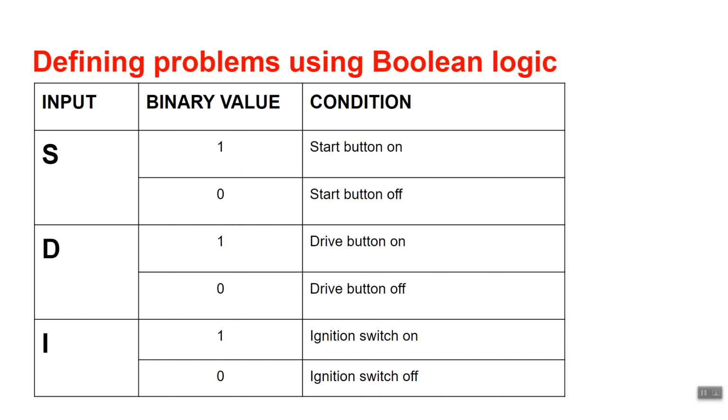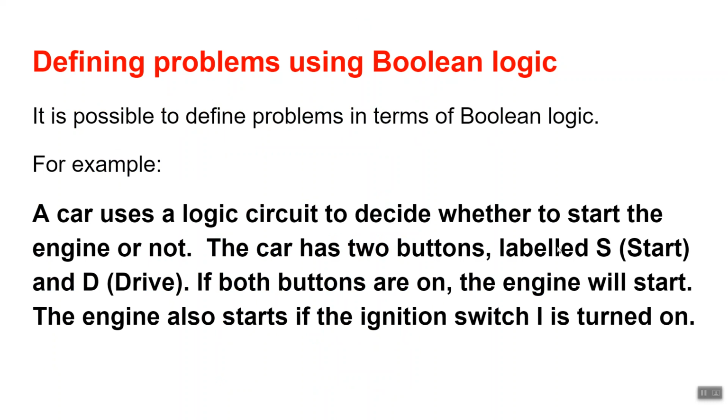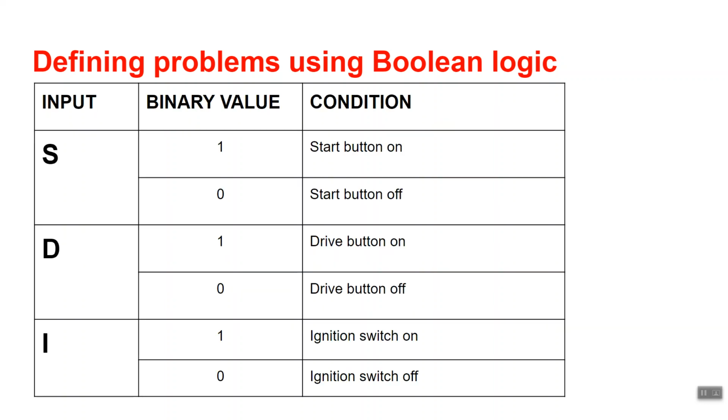I've created a very simple table, and you can see that I've got 2 rows for each of my inputs. So there are 3 inputs. There's the S, which is the start button, D, which is the drive button, and I, which is the ignition switch. And those are my 3 inputs. And obviously whether the car starts or not is going to be my output. And it either starts or it doesn't. So it has 2 possible values.